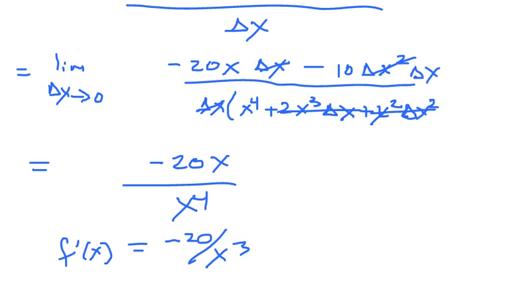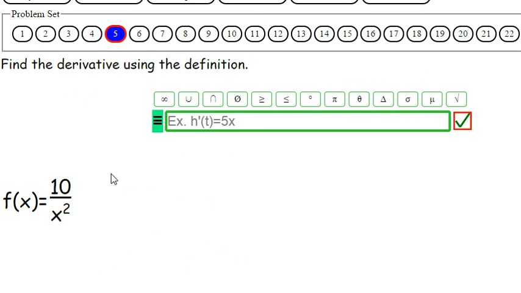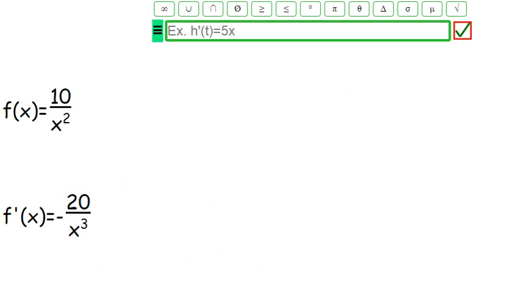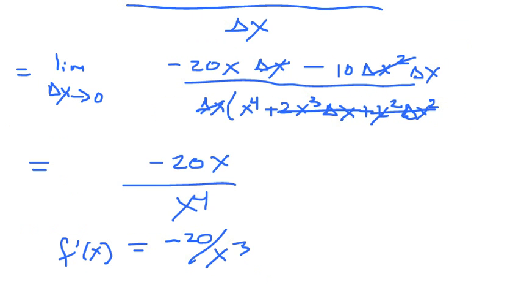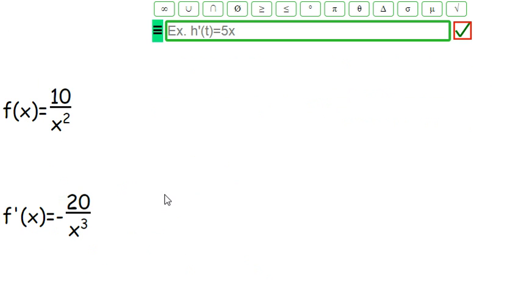Oh my gosh. Alright, it's not that bad, I promise. Anyway, negative 20 over x to the third. I believe that's what I had, yeah. Okay, so hopefully you were able to hold on to all that.